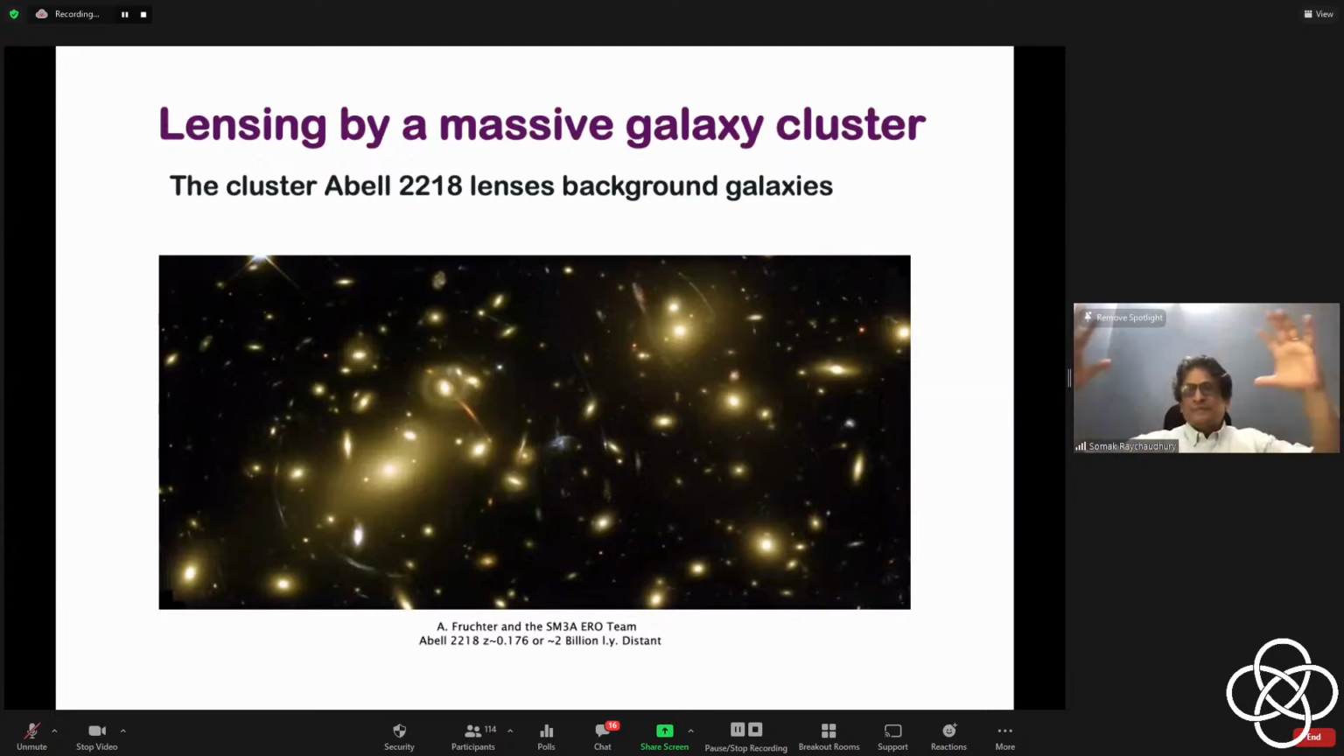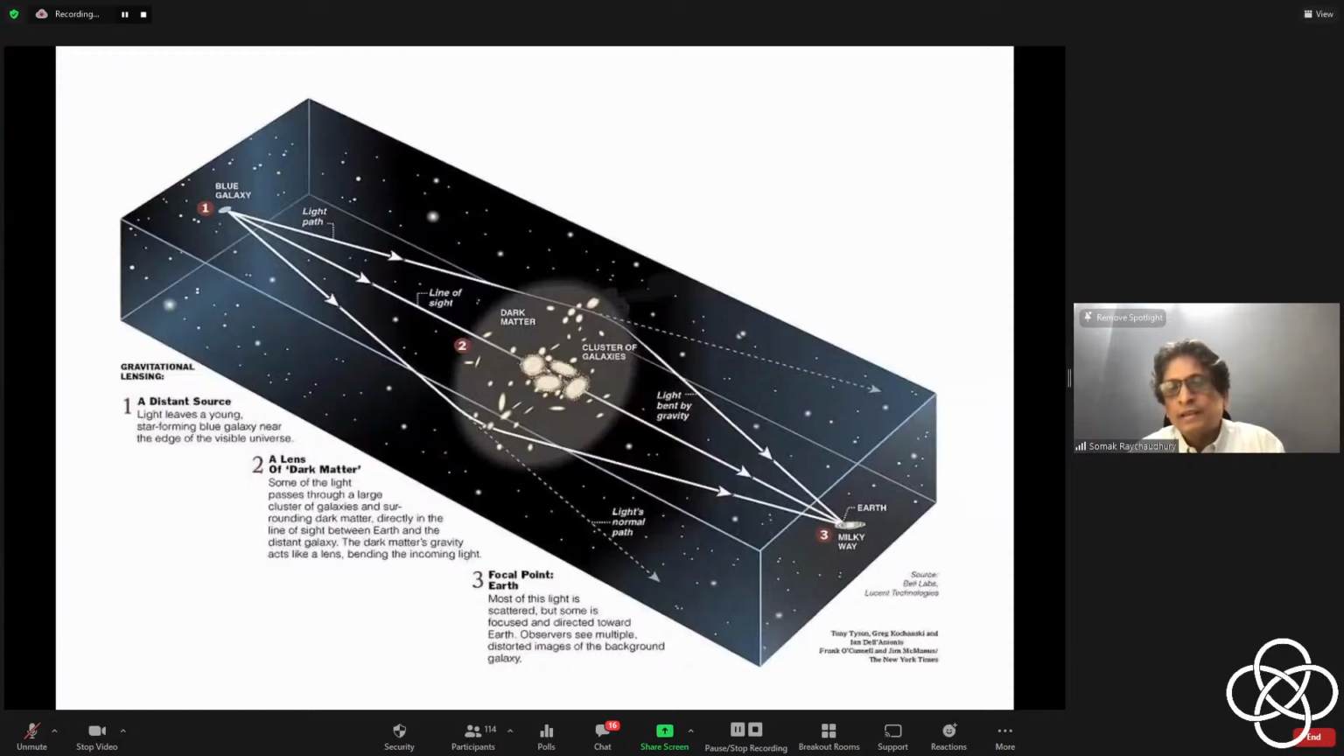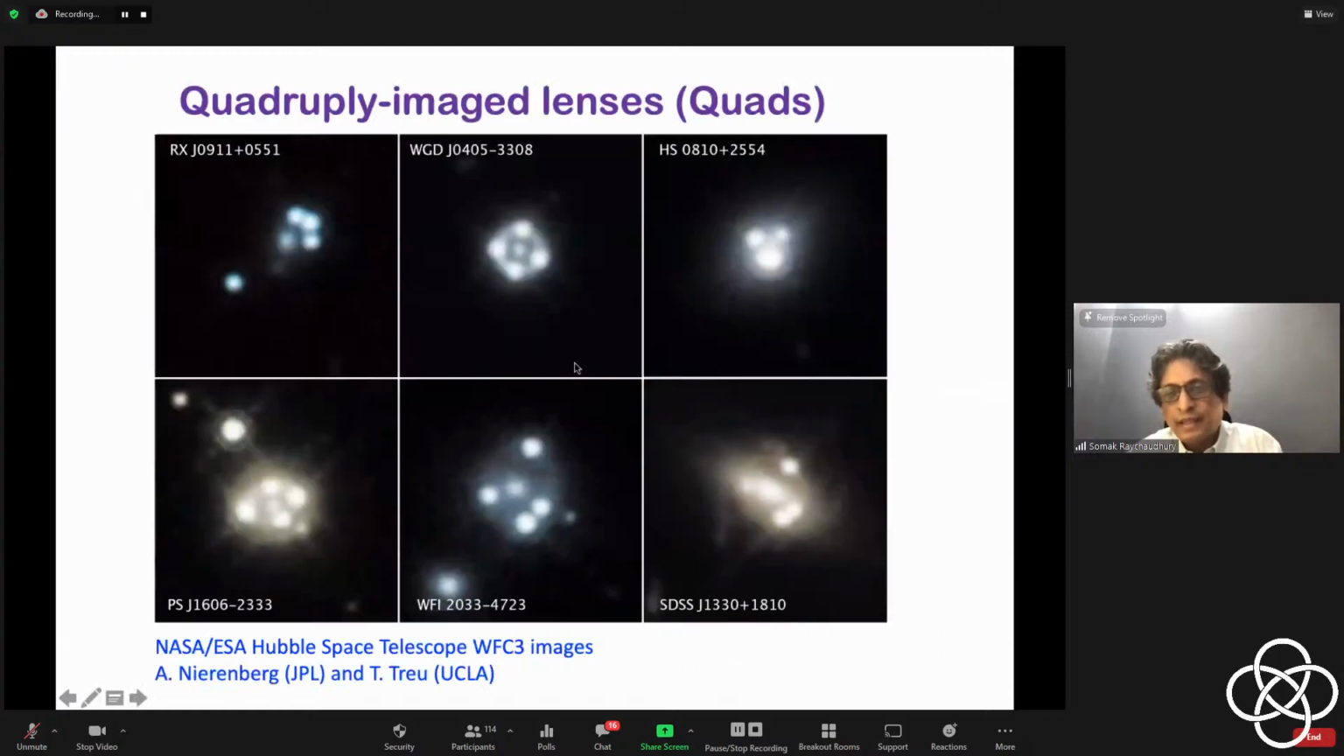So the distortions are of a different kind, and the light bending is much more, and so you can get all these different things. So here's another reason why we think that these images are from the same object.